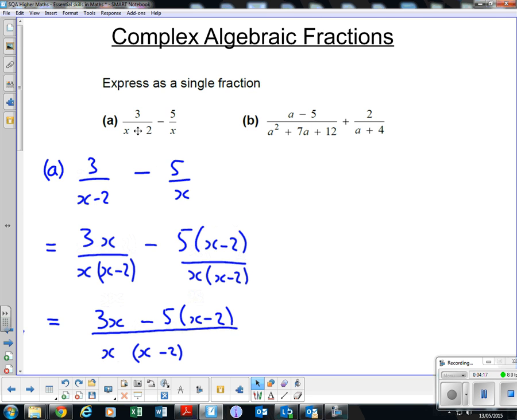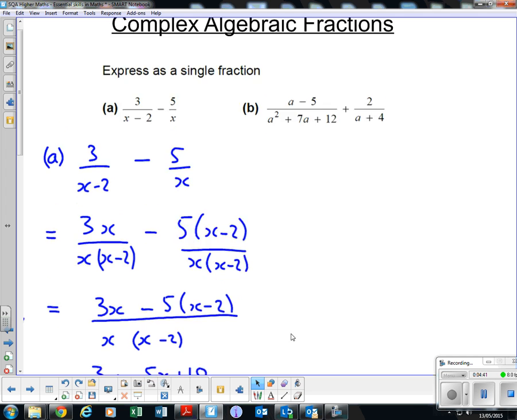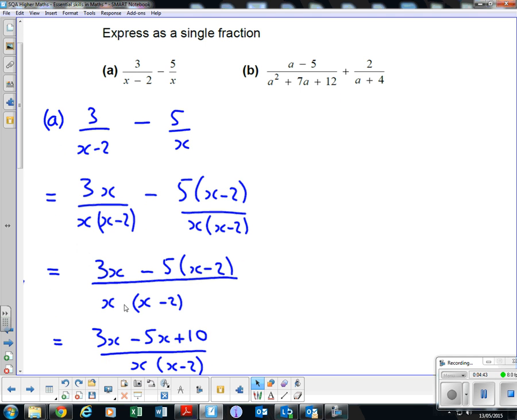We have 3 over x minus 2 subtract 5 over x. So again, we're just looking for a common denominator. The lowest common multiple of x minus 2 and x is x bracket x minus 2. So we're multiplying top and bottom here by x, top and bottom in the second fraction by x minus 2. And once we've done that, we do have a common denominator.